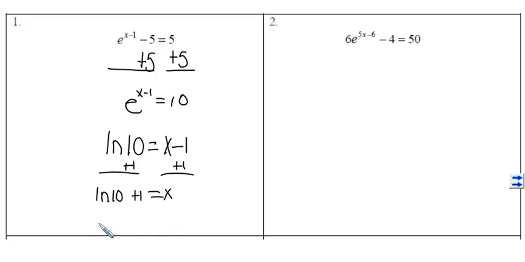Okay? And make sure when you plug this in on your calculator, you do the natural log of 10, and it's going to put that parenthesis, and you put the 10. Make sure you close that up before you put the plus 1, and then hit equals. And this ends up being, let me grab my calculator, natural log of 10, close the parenthesis, plus 1, 3.303.